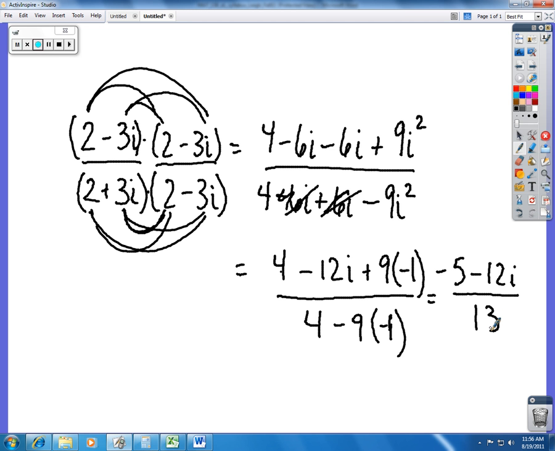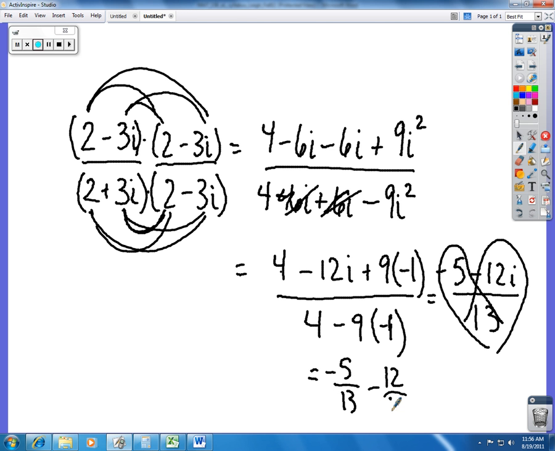Okay. And just be forewarned, this is a perfectly acceptable answer, but your book, for whatever reason, likes to split this answer up into 2 fractions. So it makes this a fraction, and then this a fraction. So another way of expressing this answer is negative 5/13 minus 12/13 i. Okay, but this answer would be perfectly acceptable to me on your homework.